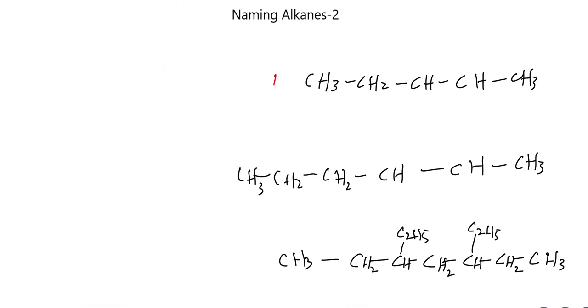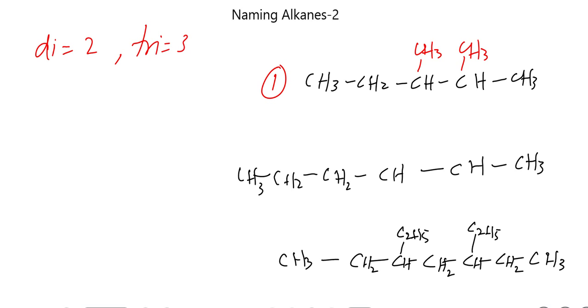In example 1, for example, if we have CH3 here and CH3 here, now you have two branches. So remember that whenever you have two same branches, you don't want to give position and name separately. So you want to use di for two same branches, or tri for three same branches.